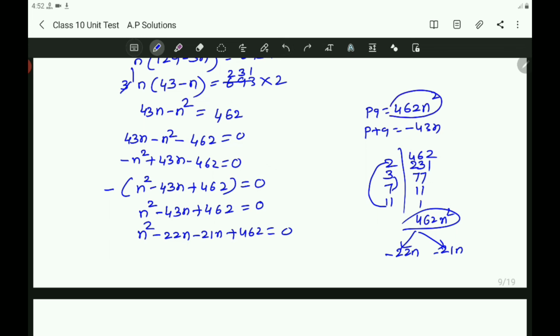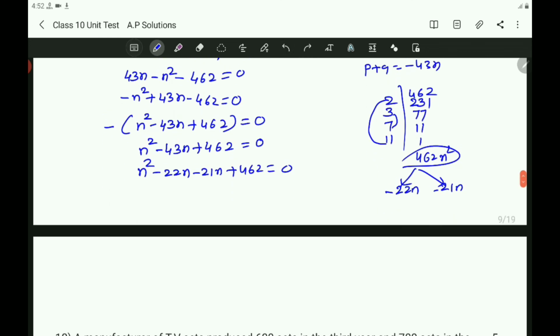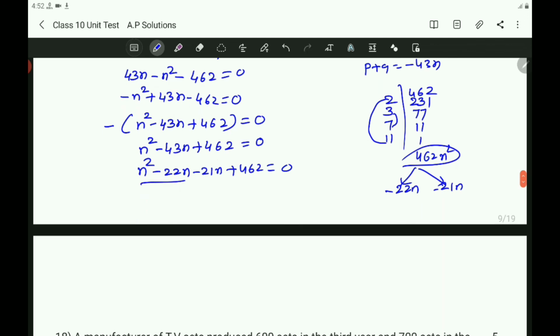This 462 may be in many tables, but you must get the table where their sum is 43, and here the product is positive, meaning they have the same sign. Which sign? That is the sign of the middle term. Now let us factorize this 2 and this 2. N you remove outside, and in the bracket you are going to get n into n minus 22. Here minus 21, you know that 21 22s are 462, so 21 is common. 21 into n minus 22 equals 0.